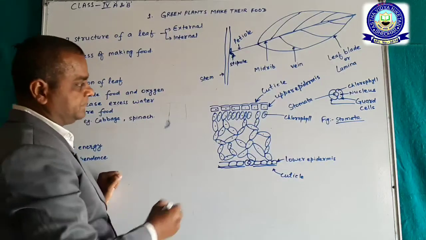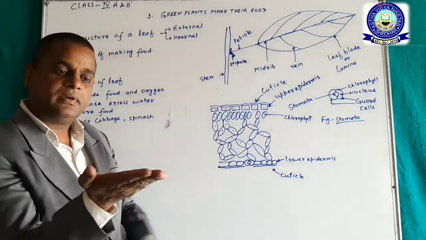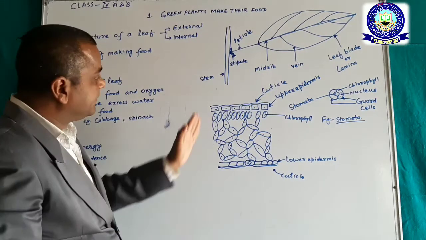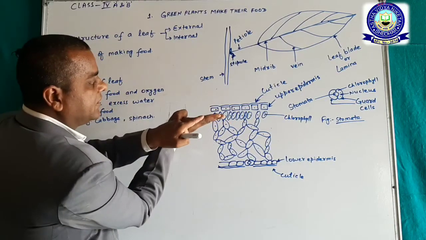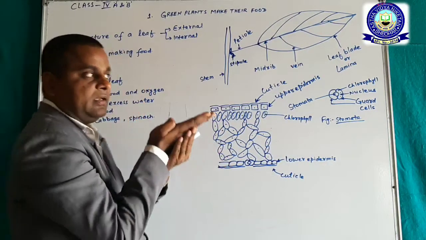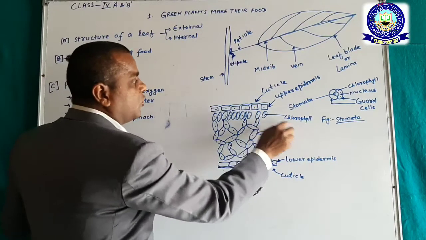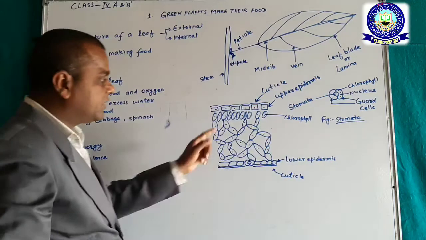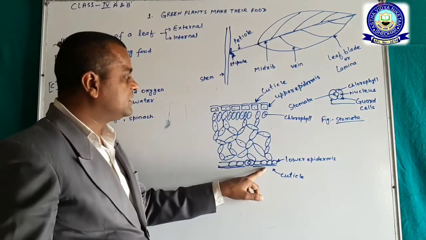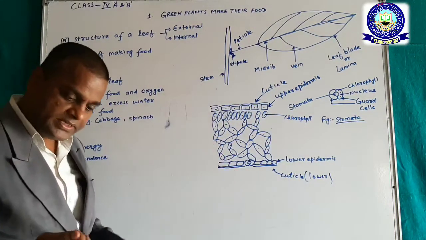Now the internal structure. First of all, there is an upper part. If you take a leaf and cut it across like a transverse section, you see this one is the upper part and this is the lower part. Stomata are present at the lower part. This is a stomata. Now there is a cuticle, the upper epidermis, and chlorophyll containing cells, which are called mesophyll cells. Now the lower epidermis, where stomata are present, and this one is the lower cuticle. In this way, these are the structures.